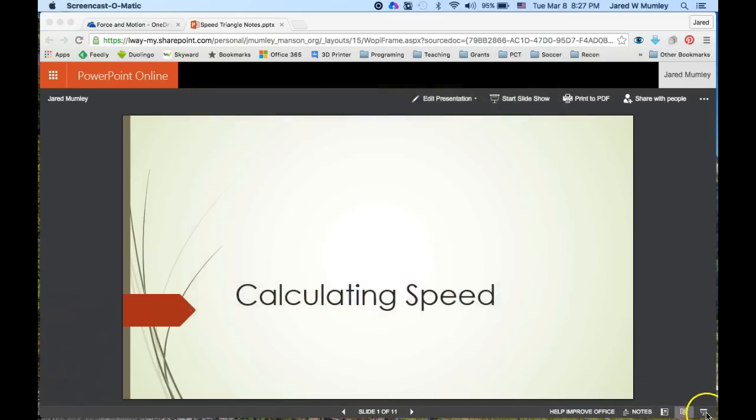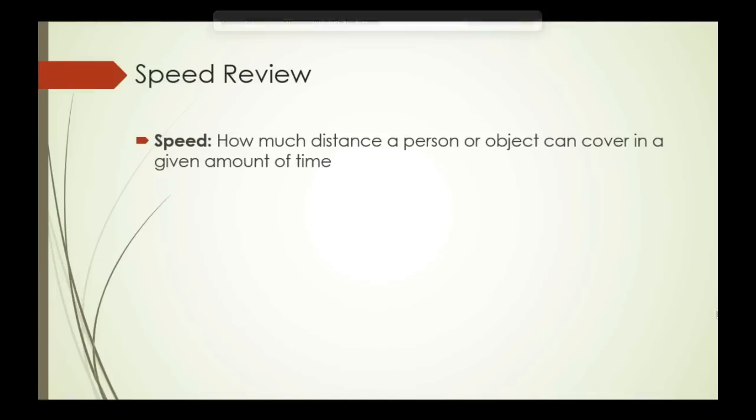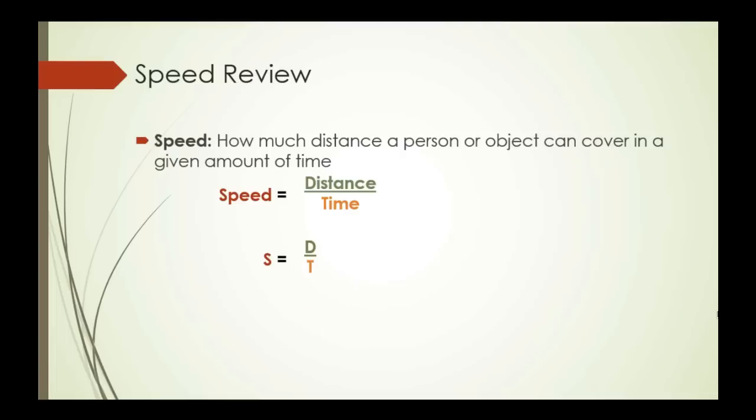All right. So calculating speed, there's some cool tricks we can do, guys. So here's some review, okay? We know that speed is how much distance a person or an object can cover in a given amount of time. We've already defined it, we've talked about it, okay? And we know it can be represented in the equation speed equals distance over time, or s equals d over t. Same thing. The d over t is division, just like a fraction.